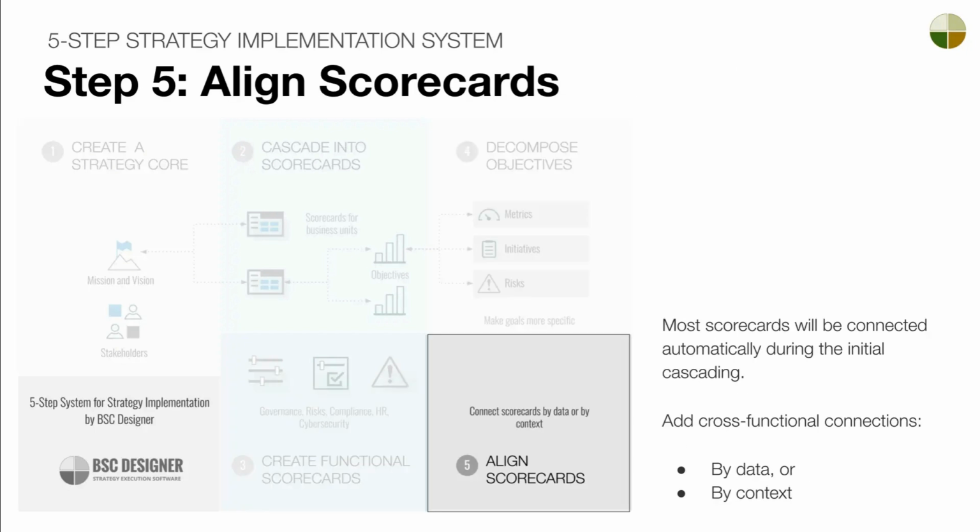Step 5. Aligning the scorecards. To complete your strategy implementation, connect the scorecards to form a unified, comprehensive strategy. These connections can be made through data or through context. Some links can be created automatically during the initial cascading process. Others can be added manually by linking related data across scorecards. You can also create contextual links between goals or initiatives to better explain the reasoning behind certain strategic choices.